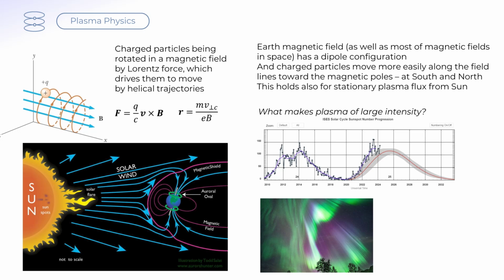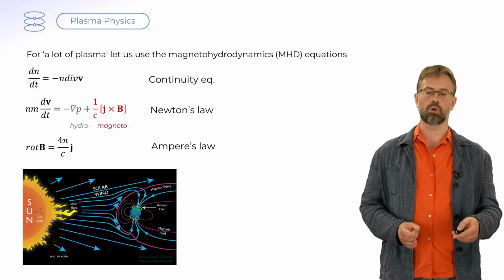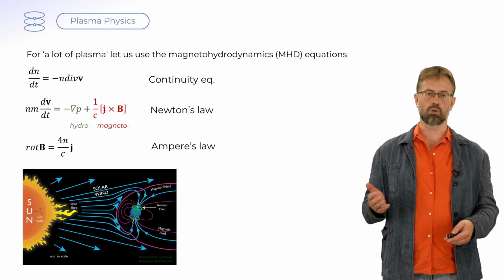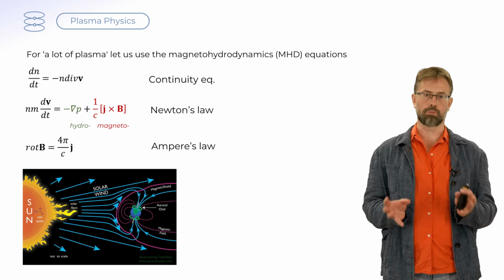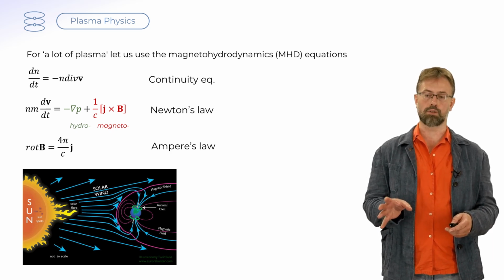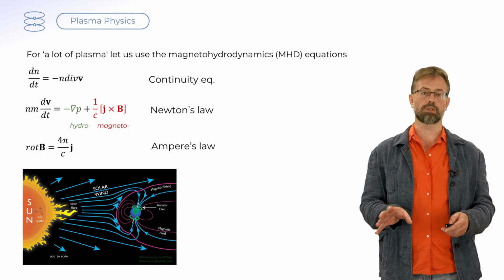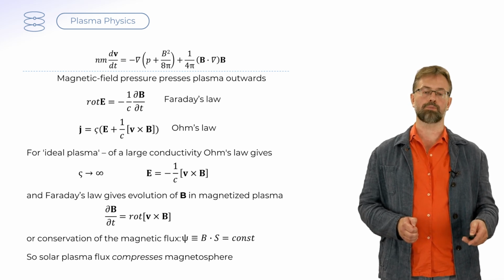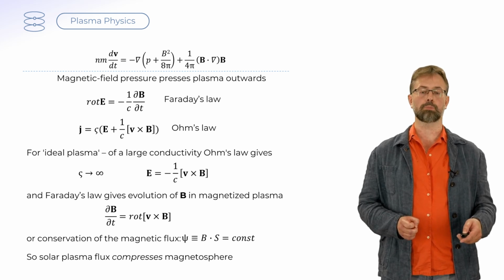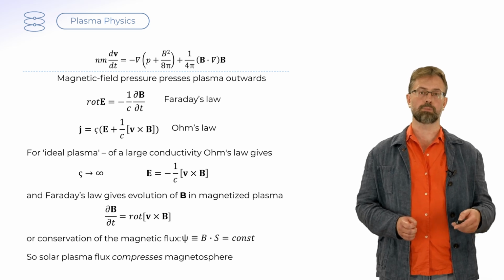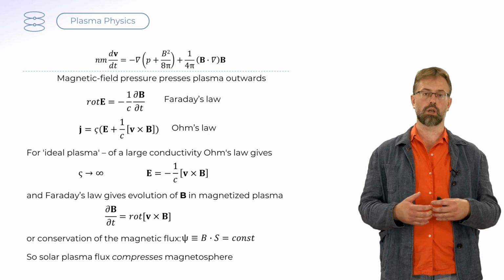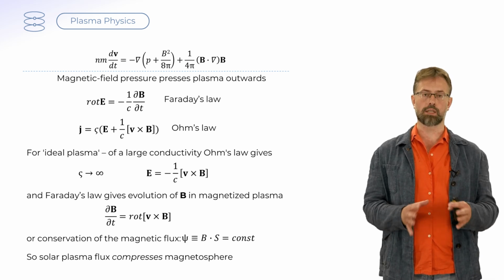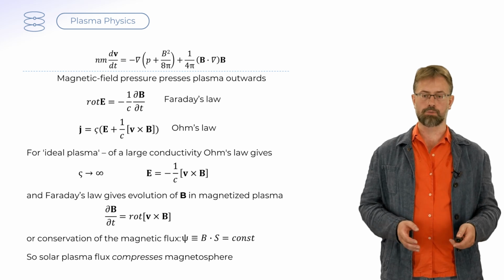But what makes plasma of large intensity? Let's consider magnetohydrodynamic equations. There is the continuity equation, and there is Newton's law for a droplet of plasma. In fact, the hydro part is a minus gradient of pressure, and the magnetic part is the Ampere force. If we combine this equation with the Maxwell equations, we get that magnetic pressure acts on plasma like plasma pressure, and it pushes plasma outwards together with the plasma pressure. So it acts similarly to plasma pressure.